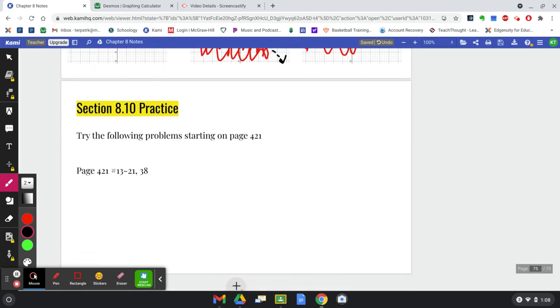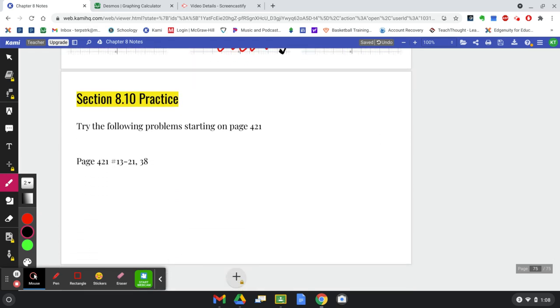All right, your assignment. Try the following problems. Starting page 421, you can do 13 to 21. And then number 38 is a review from earlier in chapter 8.